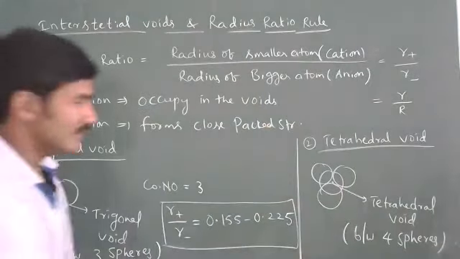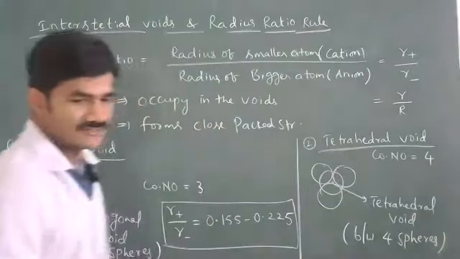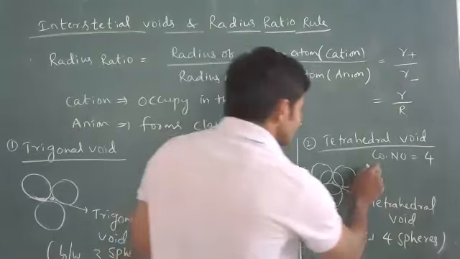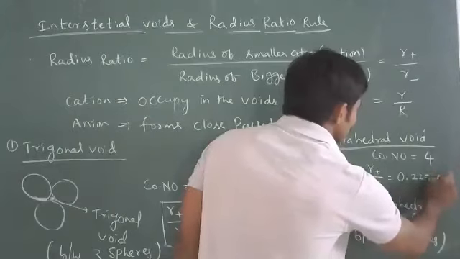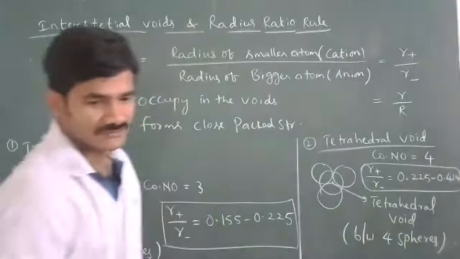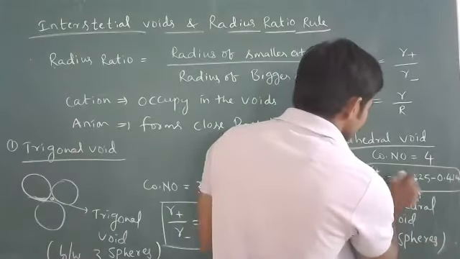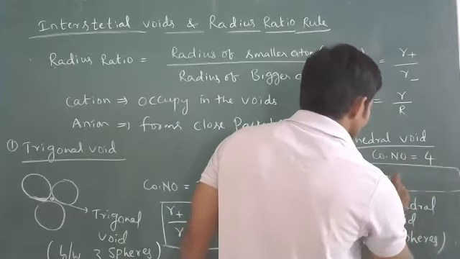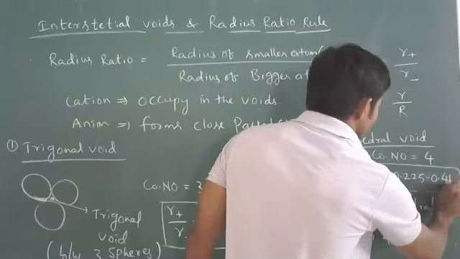Between 4 spheres. Okay. So what is the coordination number? 4. For this, coordination number 4. Radius ratio value r plus by r minus is equal to 0.225 to 0.414. Is it clear? 0.225 to 0.414.